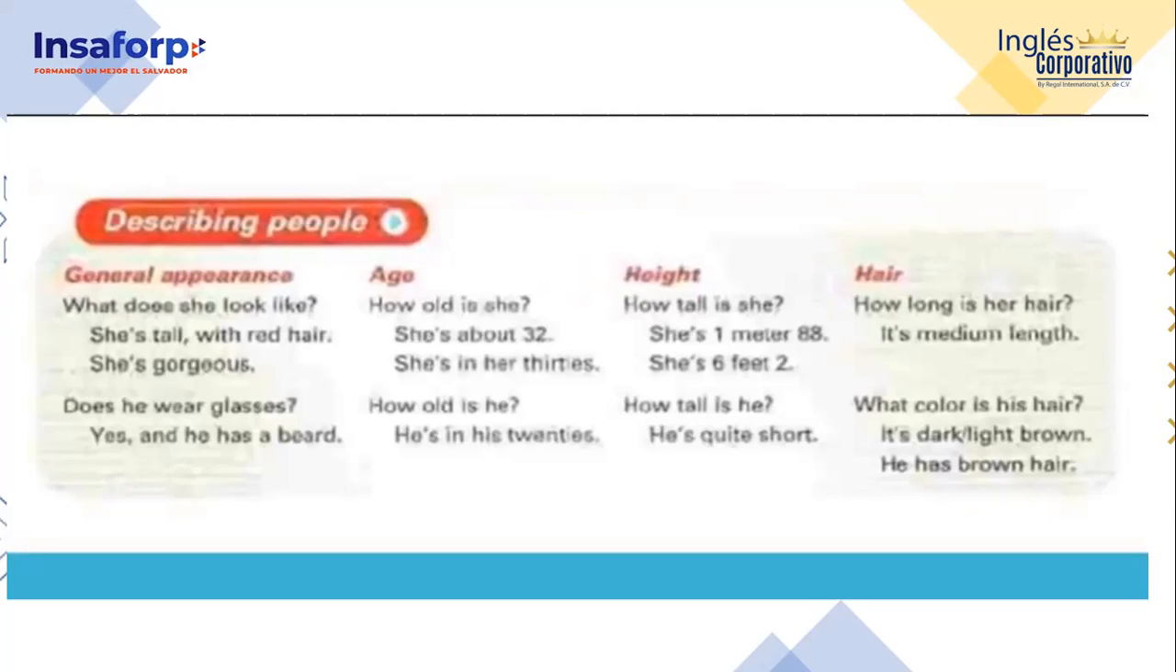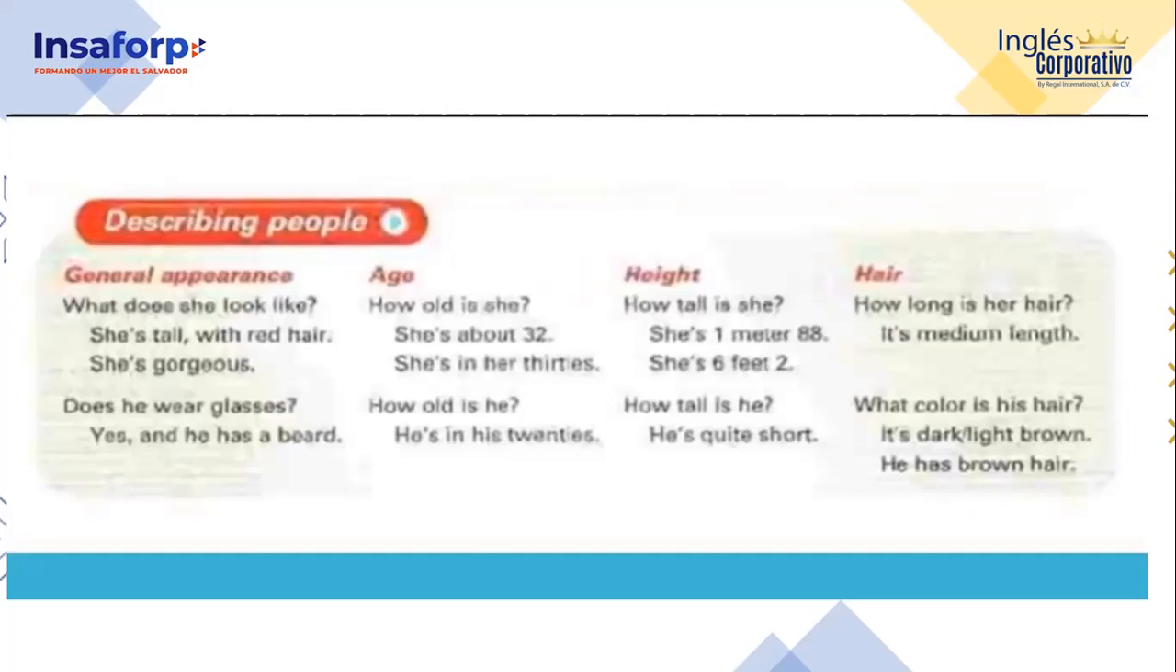Hair. To ask about hair, how long is her hair? ¿Qué tan largo es su cabello? It's medium length. It's short. It's long. What color is his hair? It's dark brown. It's light brown. He has brown hair.